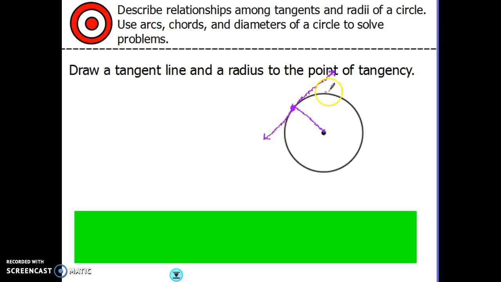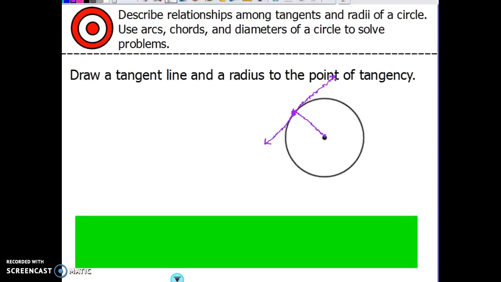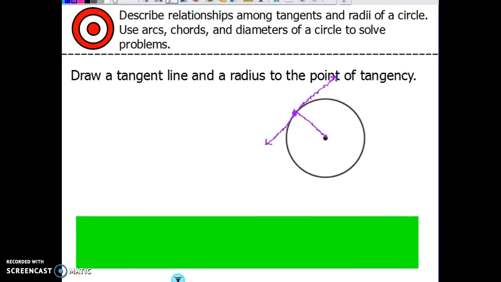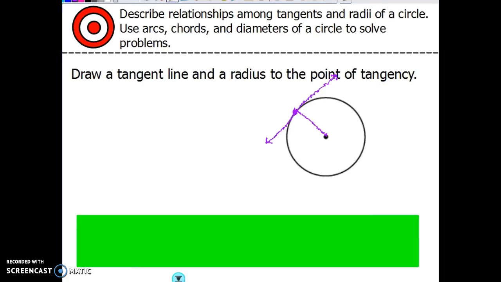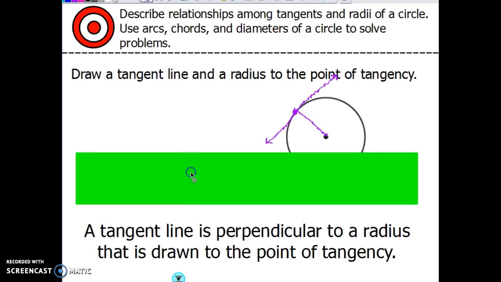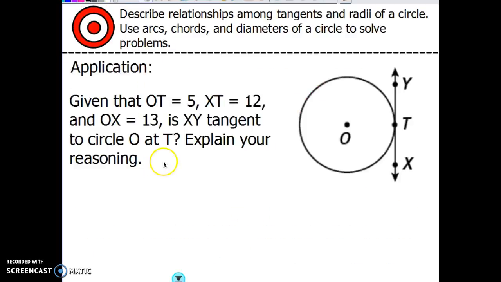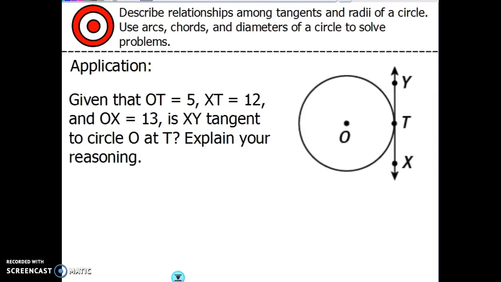And you'll notice exactly what we found yesterday, which was that the radius and the tangent line are perpendicular to each other. Sorry, my recorder thing's messing up. All right, so here's that lovely theorem. A tangent line is perpendicular to a radius that is drawn to the point of tangency. All right. So let's do some application problems with that, because it's all well and good to know it, but you're going to want to actually be able to use it.